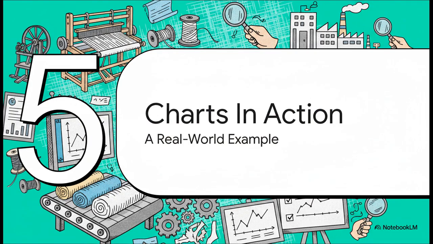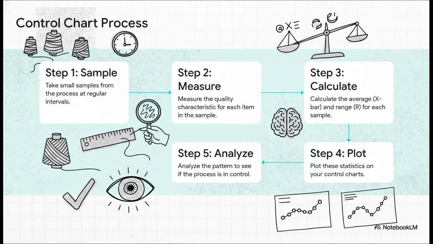So, with that in mind, let's really step onto the factory floor. If you were the engineer, how would you actually use these charts to keep an eye on production? Well, there's a really clear, repeatable process for it. You take small samples at regular times, like maybe you grab 5 bobbins of yarn every hour. You measure the thing you care about, then you calculate the average and the range for that small sample. Then you just plot those two numbers as little dots on your X-bar and R charts. Over the course of a day, those dots start to paint a picture of how healthy your process is.